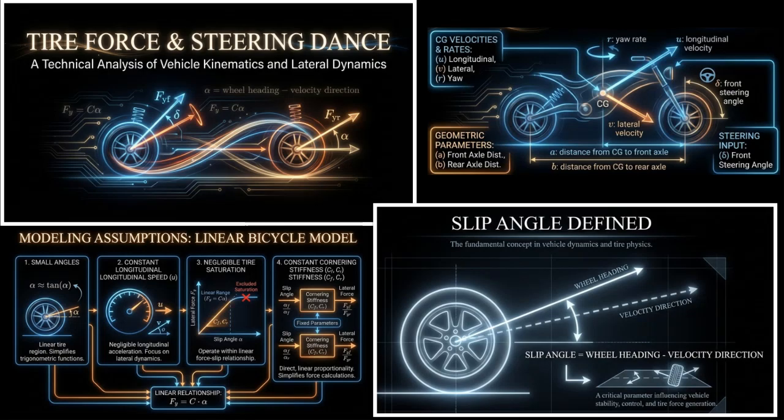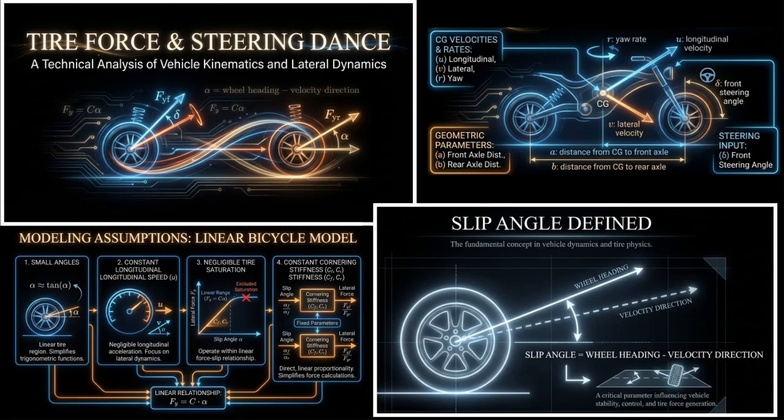The steering angle delta is the angle of the front wheels relative to the vehicle's forward direction. It is a direct driver input and exists even when the vehicle is not moving. By itself, it does not create tire force. The slip angle, alpha, appears only when the vehicle is in motion. It is the difference between the wheel's pointing direction and the actual direction of tire motion. Slip angle comes from tire deformation and determines the lateral force that turns the vehicle.